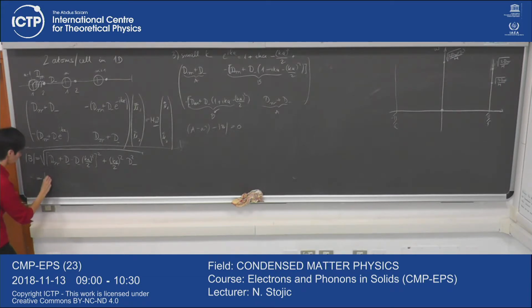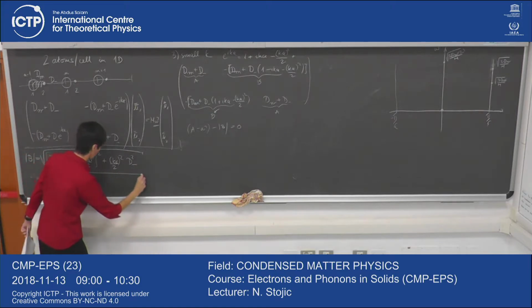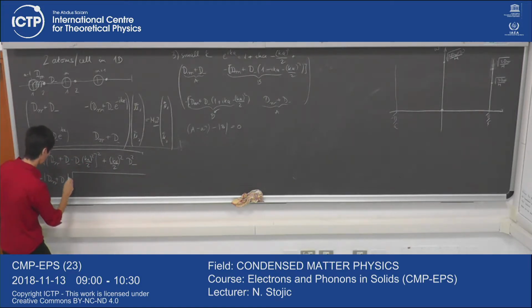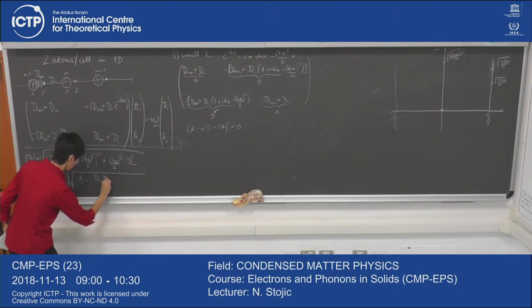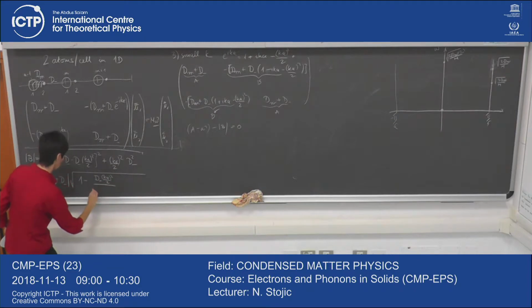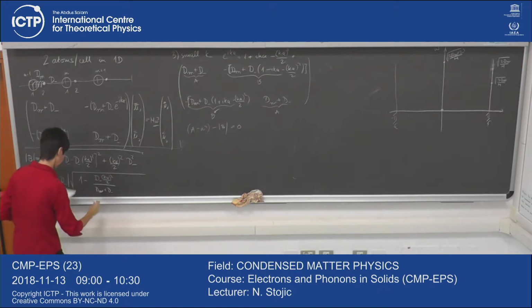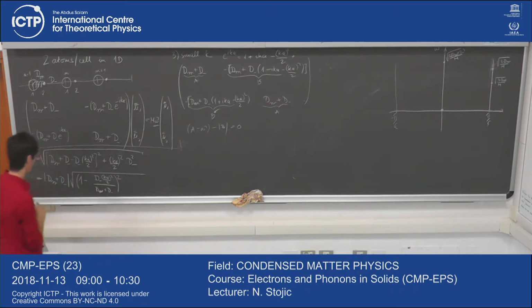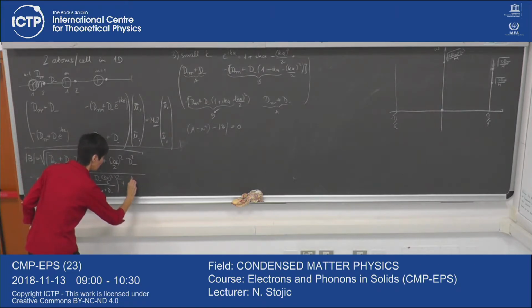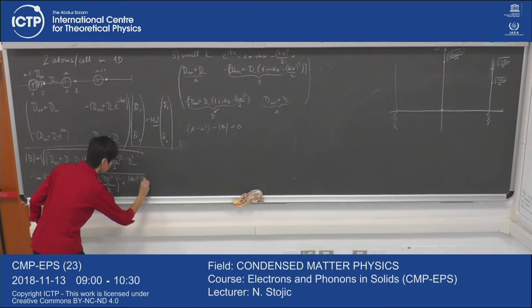I'm factoring out D strong plus D weak. So this will be 1 minus D weak k a over 2, plus k a squared D weak squared over 2 times D strong plus D weak.